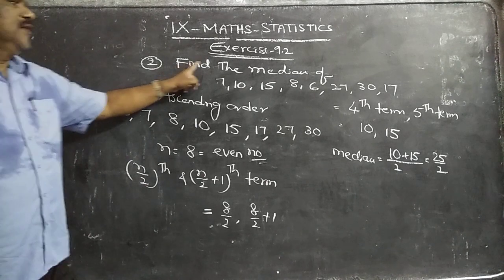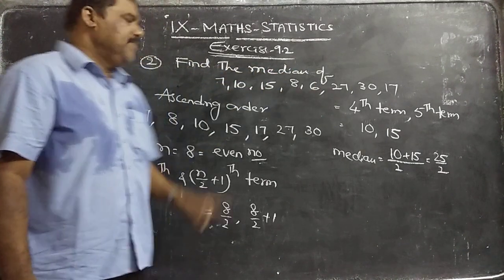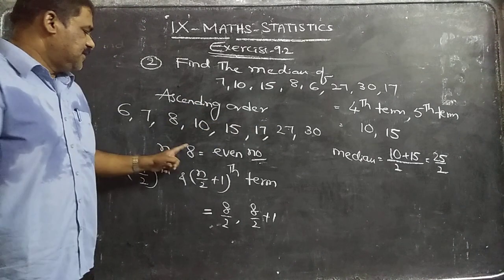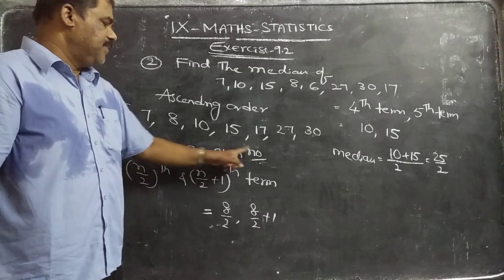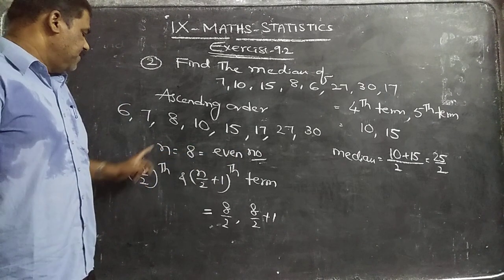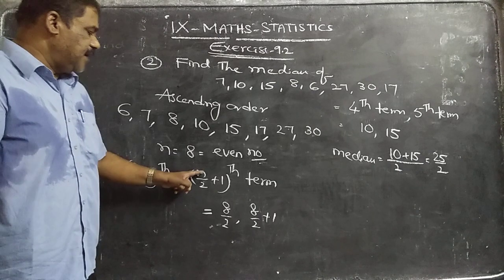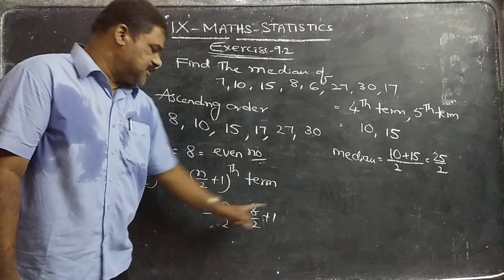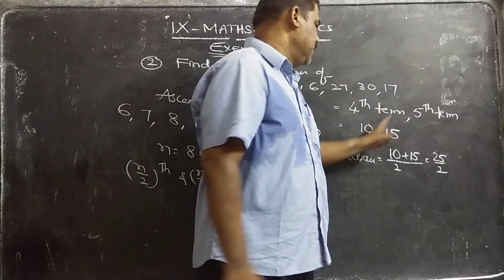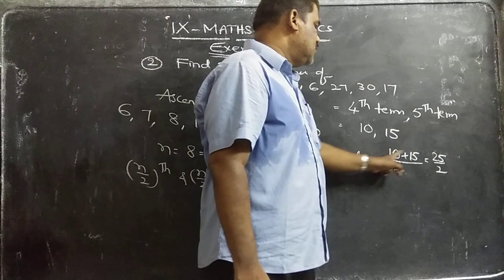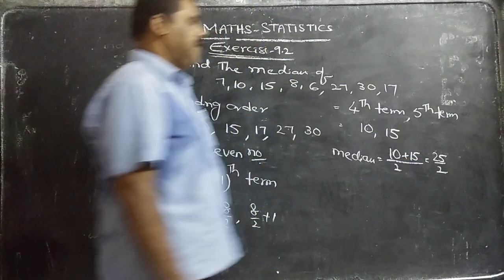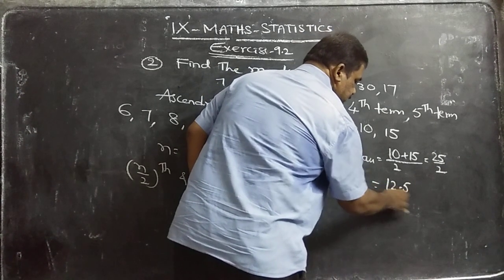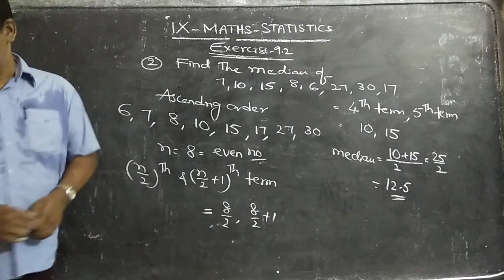So to find the median of this ungrouped data, first you write in the ascending order. You see the number of terms. The number of terms here is 8, which is an even number. If the number of terms is an even number, then we have to find the n by 2th observation and the n by 2 plus 1th observation. 8 by 2 and 8 by 2 plus 1, that is the 4th and 5th terms, 10 and 15. The average of these two terms gives the median. So 25 by 2. If you want, you can write the decimal form 12.5. That is the median.